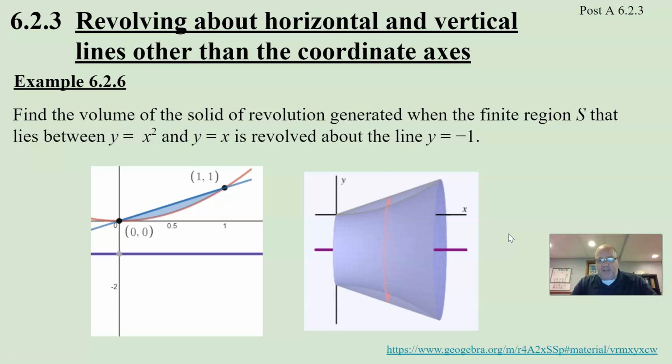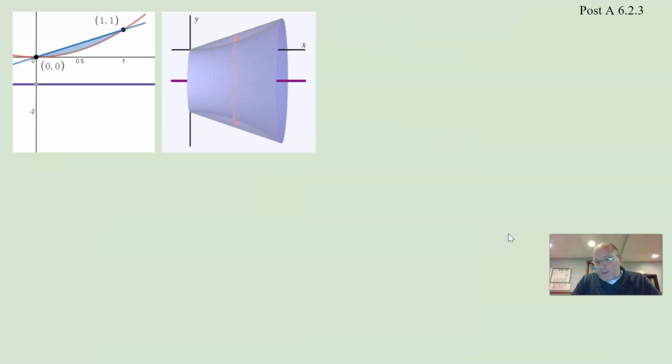All right, so how do we set this integral up? Well, it's really not that hard. We have to find a short radius and a long radius. But now instead of the radius coming off of the x-axis, the radius is now coming off the line y equals -1. So the radius is going to have a different length to it. We have to find the length of that radius.